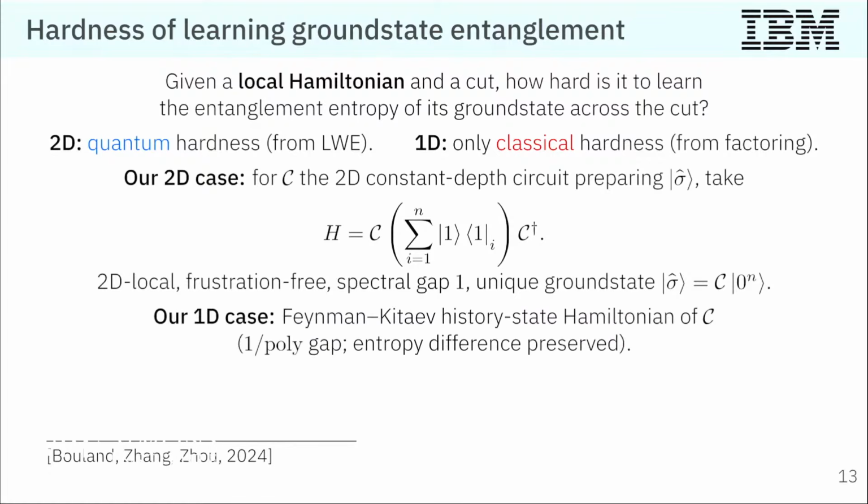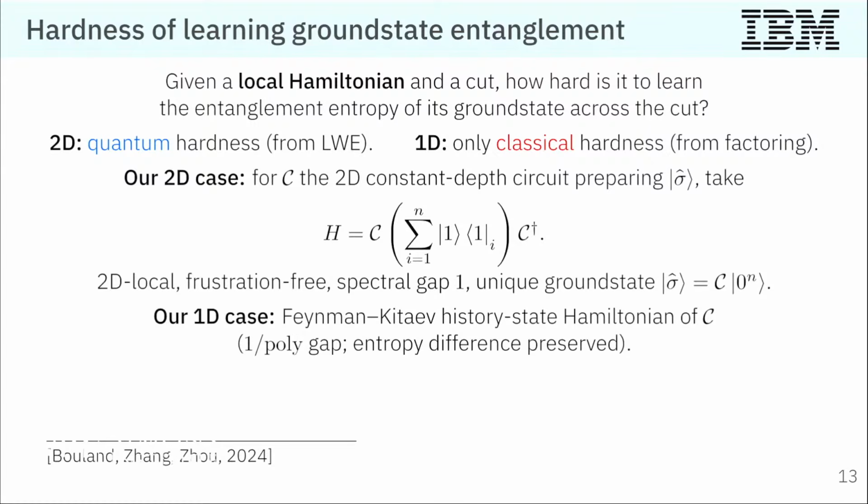So for the 1D case, I kind of just did the same thing. I used the Feynman-Kitaev history state construction for this circuit C. And then you also get that the 1D case is hard based on a plausibly quantumly hard assumption, this dense-sparse LPN assumption. But unfortunately, now in the 1D case, the spectral gap is inverse polynomial instead of being constant.